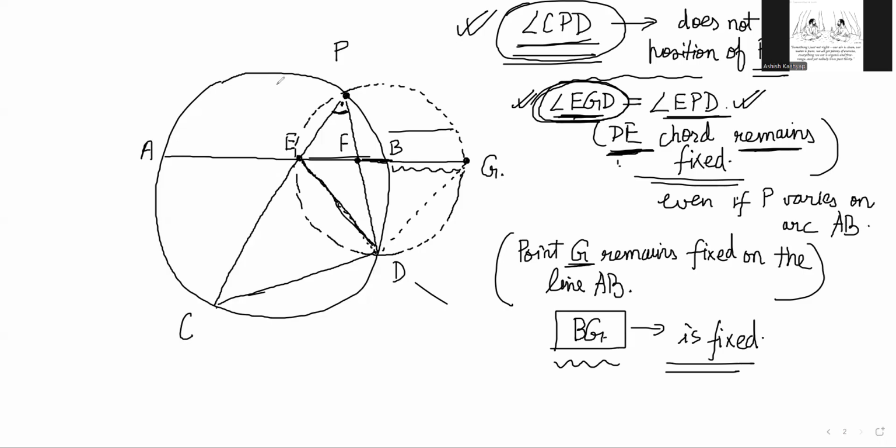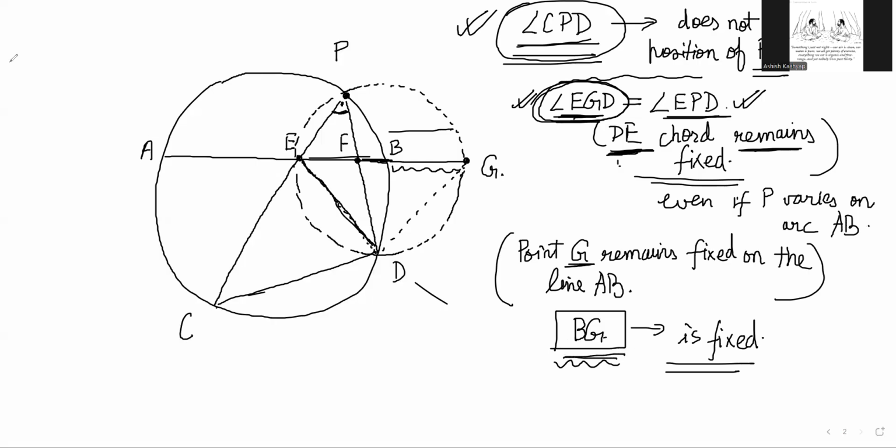Right? Yes, sir. The whole system will move. The system will move, the chords are fixed, but the circle will be slightly different, right? Yes, sir. But BG length is fixed.